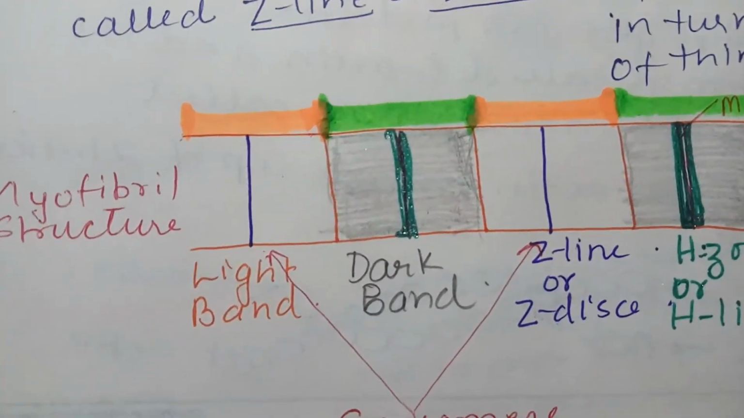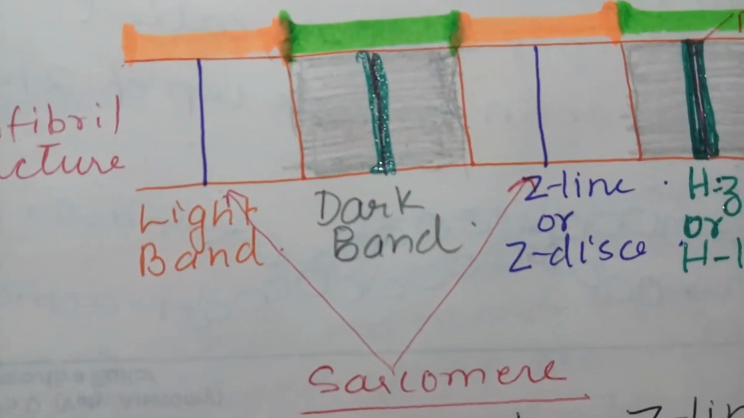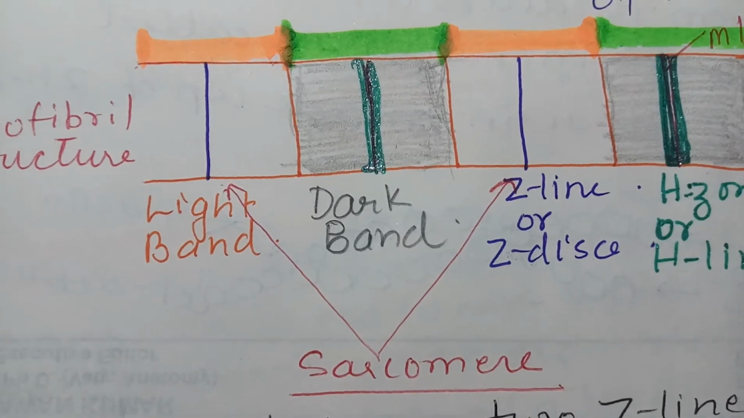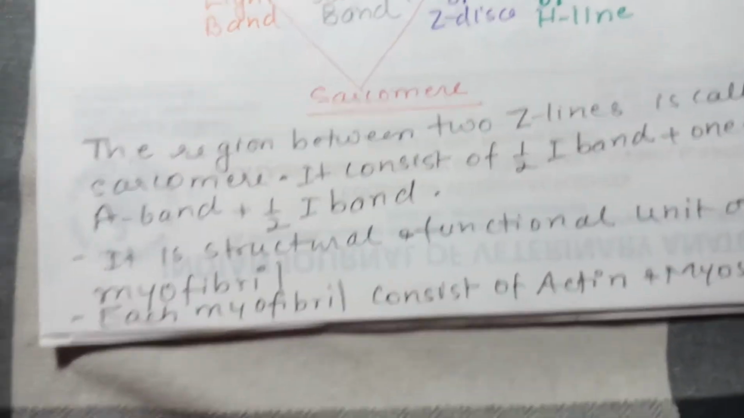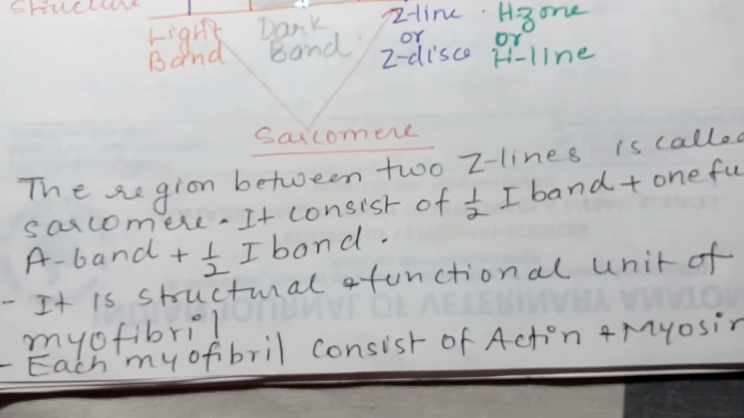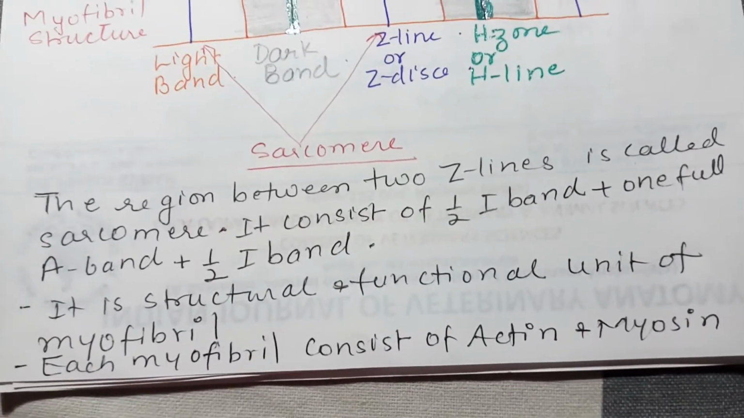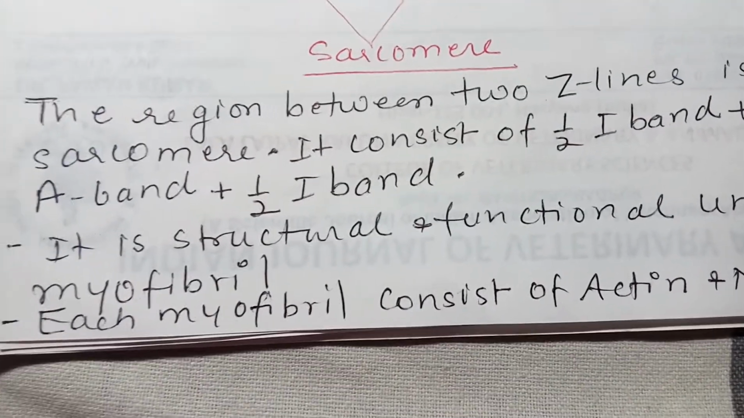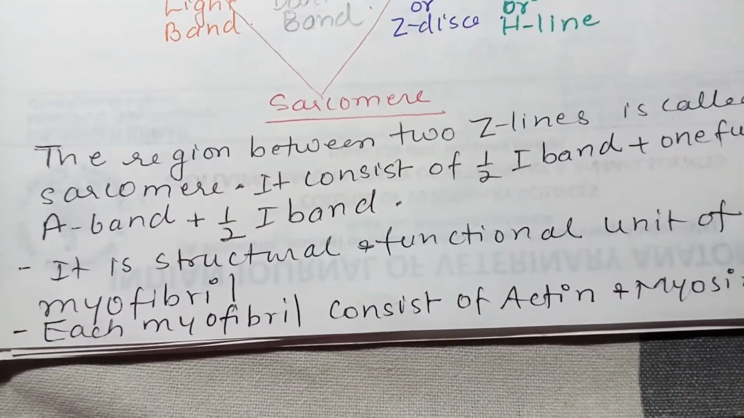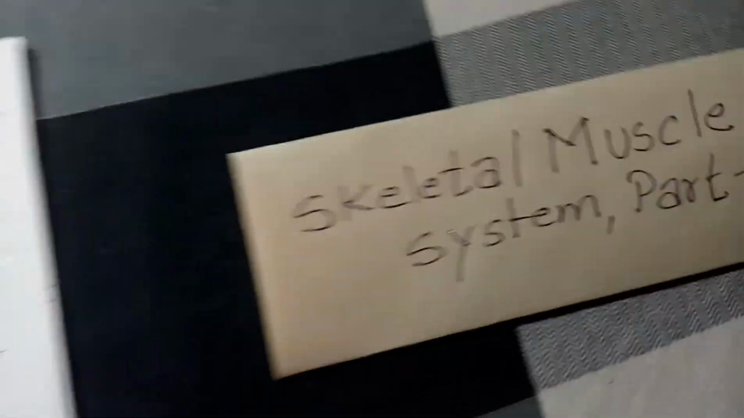Now the distance between two Z lines is called a sarcomere, and the sarcomere is said to be the structural and functional unit of the myofibril. It consists of half an I band, one full A band and half an I band. Each myofibril consists of actin and myosin.